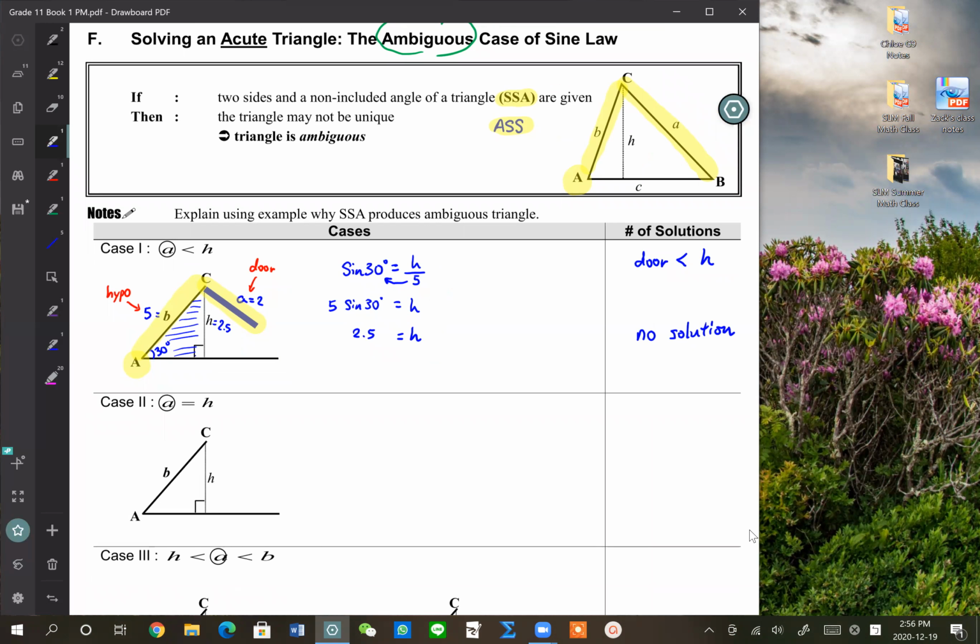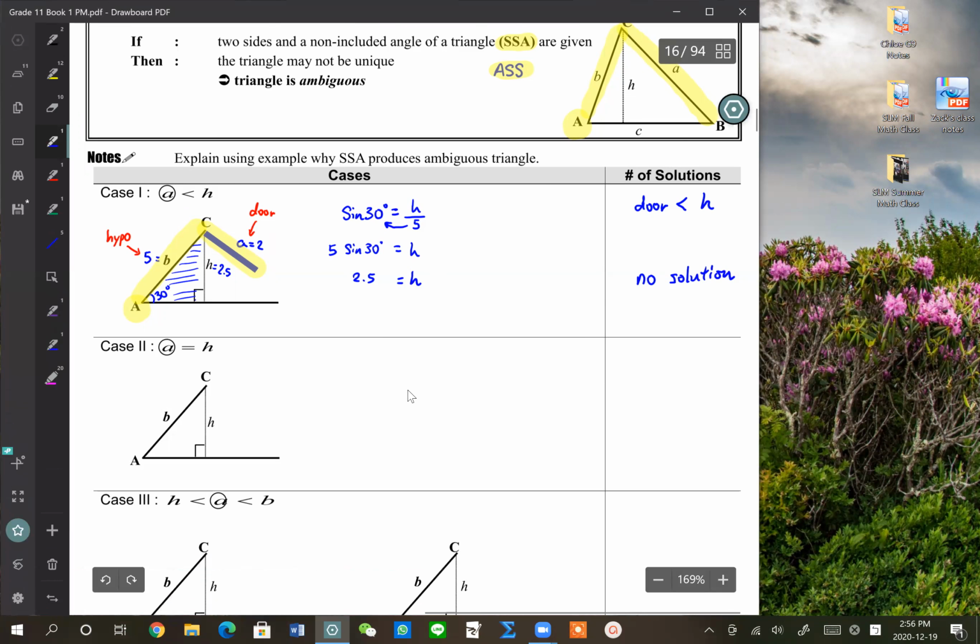Okay, can you raise your hand if you understand our case 1? Okay, Brandon, Elaine, Marcus, do you have any question you want to ask me about case 1? Okay, so we're all good. The other three will be similar kind of logic.